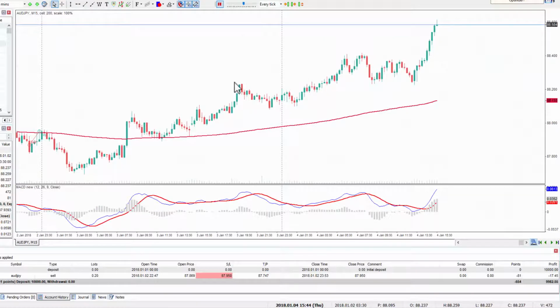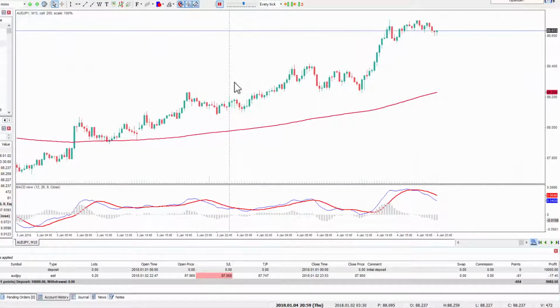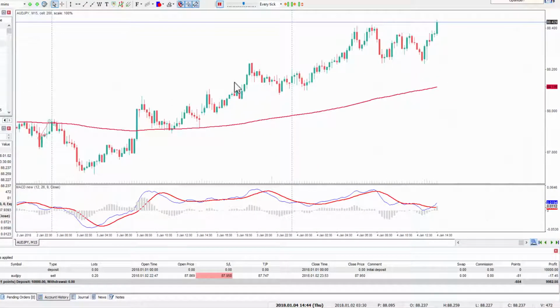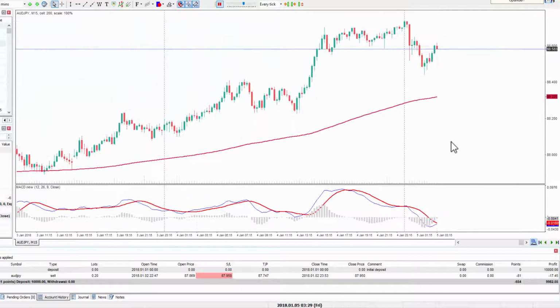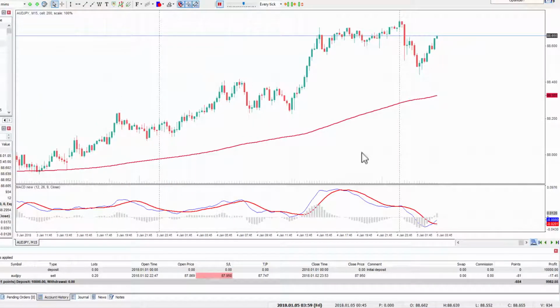Okay, moving forward. Now, just to be clear, if we go back here, we didn't take this trade because the crossover is above the zero line. And in my strategy, we're just taking the trades if the crossover is below the zero line. Okay, we have a crossover here.